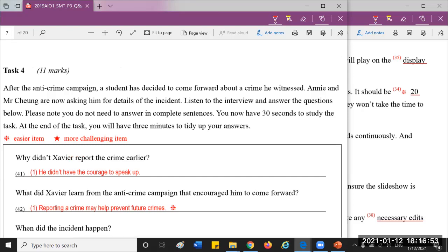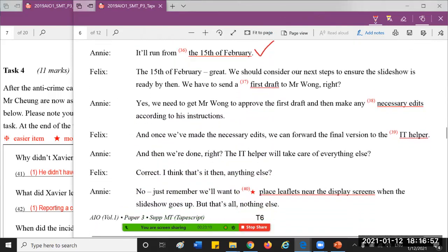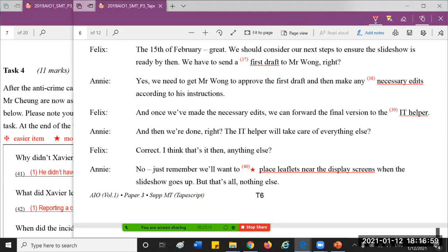Oh, I forgot to show you on the tape script why the answer is like that. Okay, first draft to Mr. Wong. Necessary edits. IT helper. Place leaflets near the display screen. So these were mentioned in the tape. Moving on.